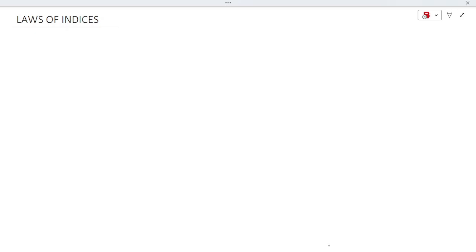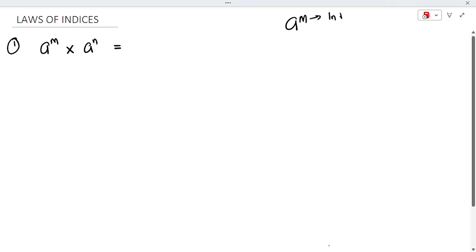So let's see. The first is the law of multiplication, which says that when you are multiplying two index numbers which have the same base. Now the first thing is, what do you call a base? Whenever you have a number like this, the one at the top is called the index, or some say power, and the one written below is called the base. So you can see the base here is A, the base here is A.